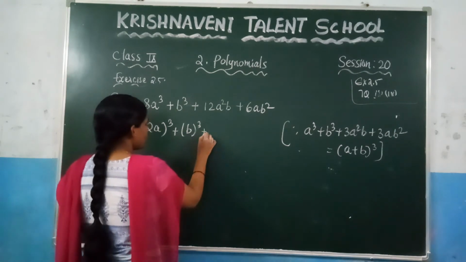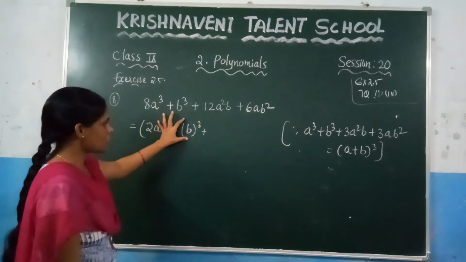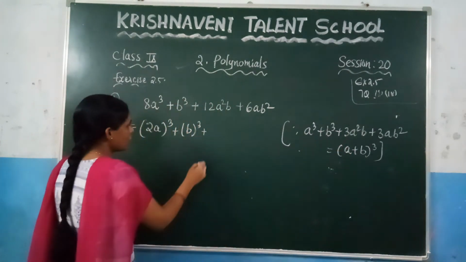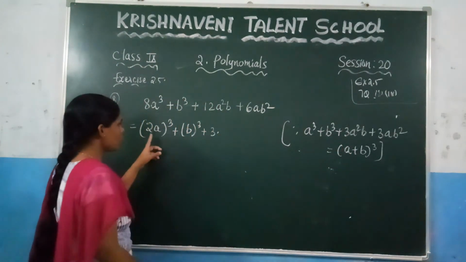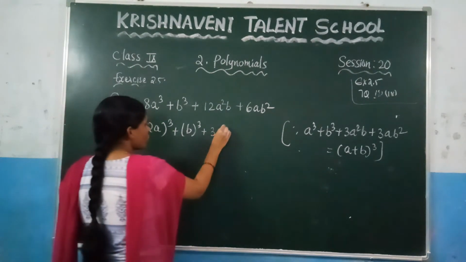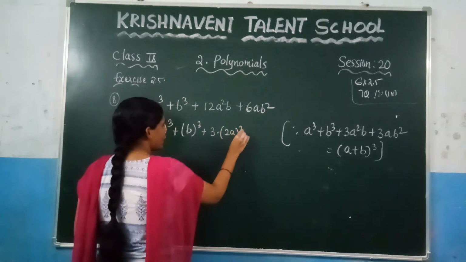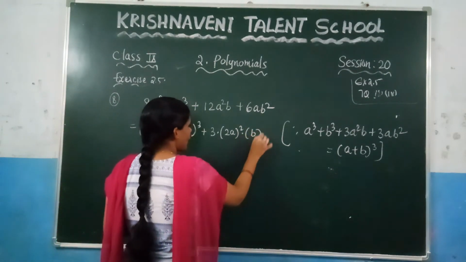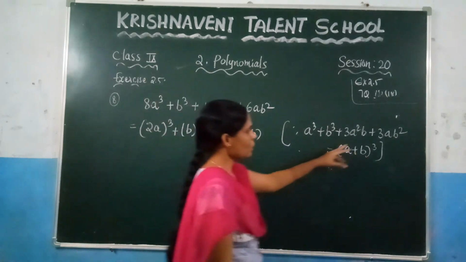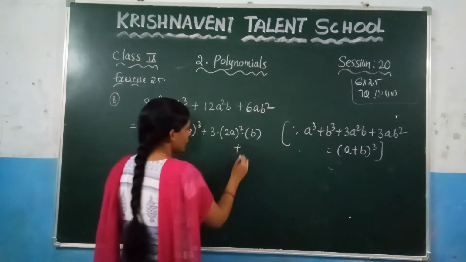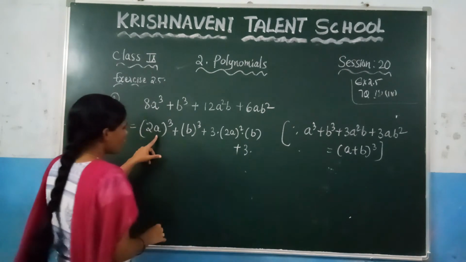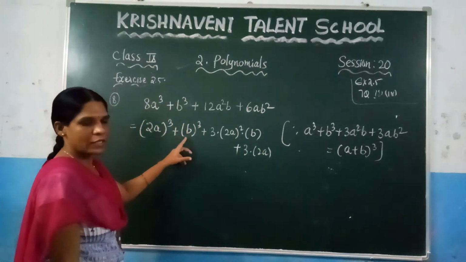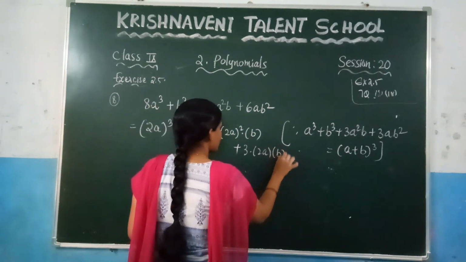So write it here. You know the value of this one is a cube plus b cube. What is the next term? Which is nothing but 3a square b. So write it here, plus 3 into what is the value of a, which is nothing but 2a. So you can write it here, (2a) whole square into what is the value of b, which is nothing but b. So write it here b. And see what is the next term, which is nothing but 3ab square. So write it here, 3 into what is the value of a, which is 2a, and what is the value of b again here, which is b. So you will get here b square.